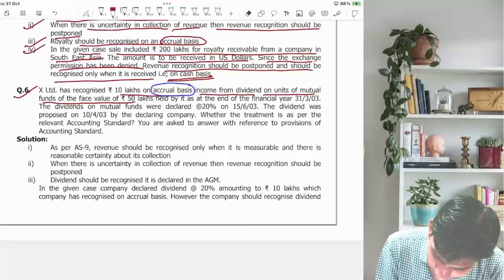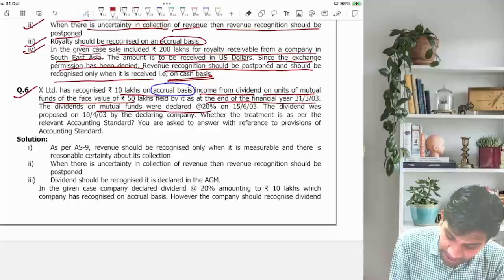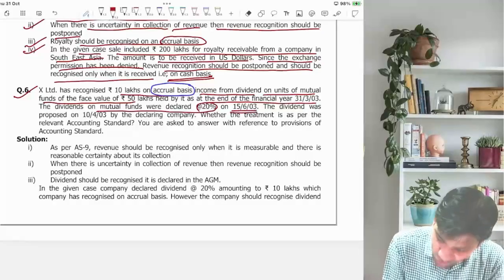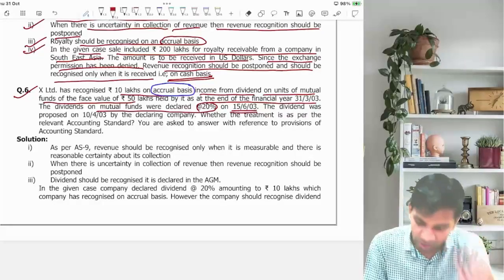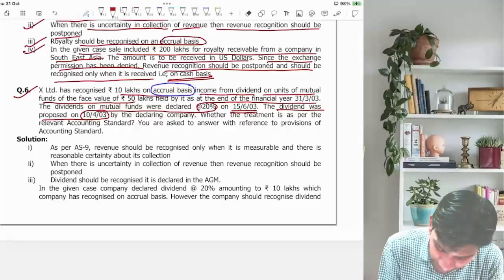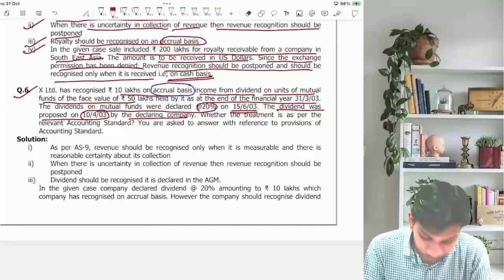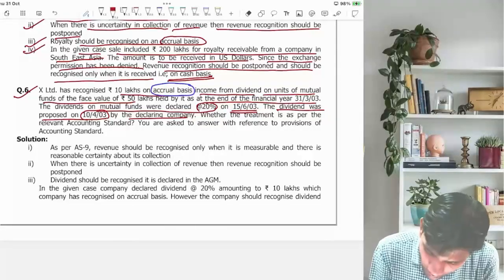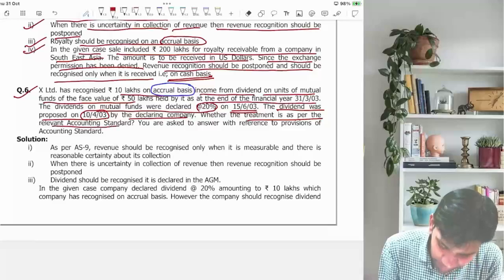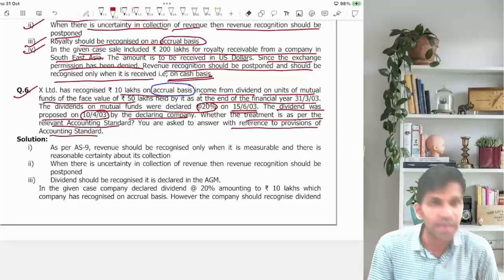As at the end of the year, 31st March 03, the dividend on mutual funds was declared at the rate of 20% on 15th June. So date of declaration is 15th June 2003. The dividend was proposed on 10th April 2003 by the declaring company. Dividend was proposed on 10th April. It was declared on 15th June. Whether the treatment is as per the relevant accounting standard. You are asked to answer with reference to the provisions of accounting standard.